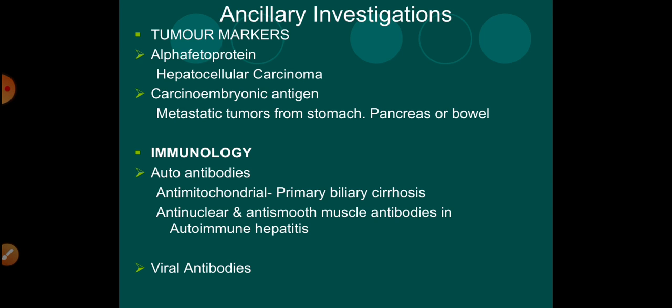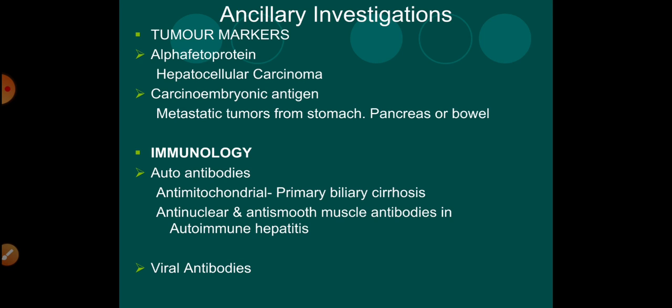The other ancillary investigations which are used are tumor markers. The most commonly used tumor markers for the differential diagnosis of liver disease are alpha fetoprotein and carcinoembryonic antigen, which are used for differentiating a malignant SOL, space occupying lesion in the liver, whether it is a primary hepatocellular carcinoma or a metastatic tumor from the stomach or pancreas. Alpha fetoprotein is markedly raised in hepatocellular carcinoma, and carcinoembryonic antigen will be raised in adenocarcinomas from the gut and pancreas.